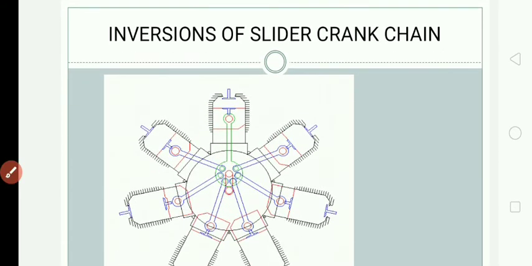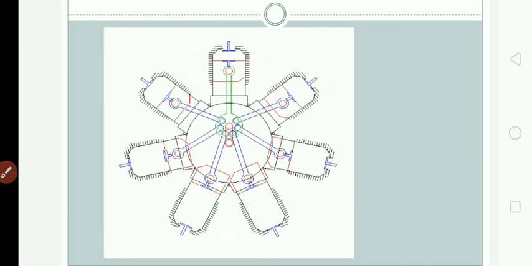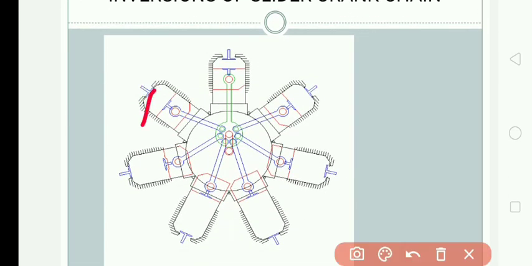This is another diagram of a rotary engine. You can see here we have the cylinders. These are the cylinders: cylinder 1, cylinder 2, cylinder 3, cylinder 4, cylinder 5, and cylinder 6. There are a total of 6 cylinders.